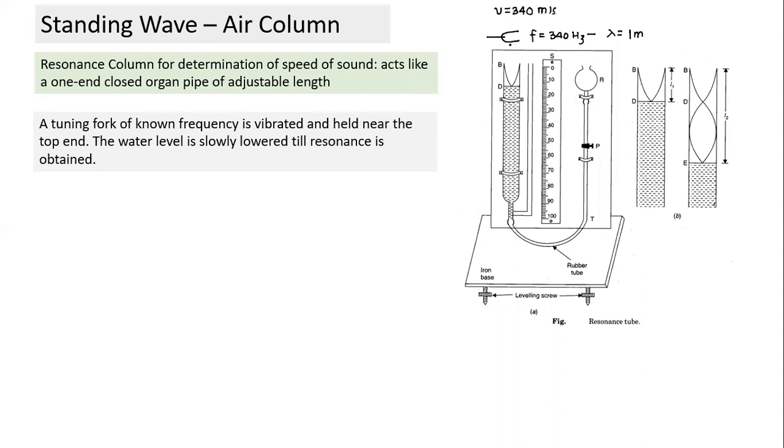So you start vibrating this tuning fork at the top. We strike the tuning fork and keep it at the top. Initially the water level is high, so the length of the tube is very small. We gradually start increasing the length of the organ pipe by lowering the water level. So the water level is slowly lowered, and we keep observing the sound. As the tuning fork is vibrating, we hear some faint sound. Suddenly, at a certain depth of water, the sound becomes loud.